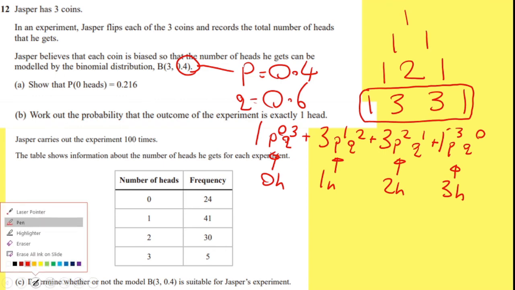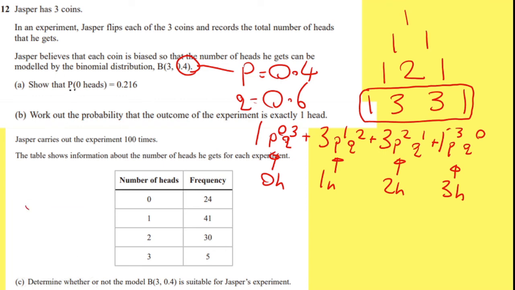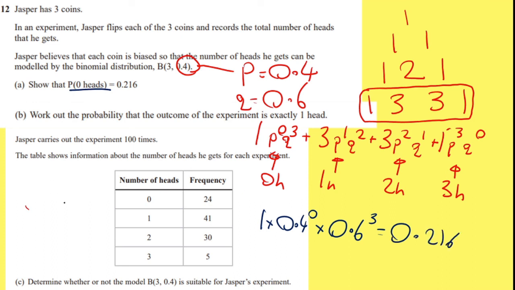Okay, now let's actually just focus on the question. So there's a probability of no heads. I'm using this one here. So it's going to be 1 times 0.4 to the power 0 times 0.6 to the power 3. Now this does simplify down to 0.6 cubed, if you just did that. And I've got 0.216. I'm going to write it here just because it'll help me out later. The answer here is 0.216.